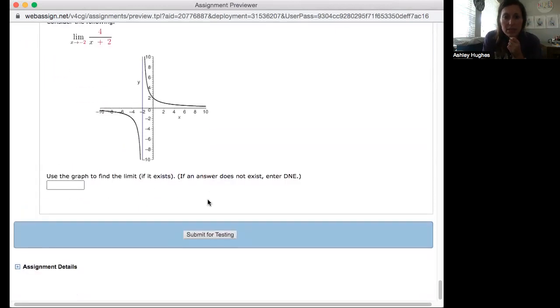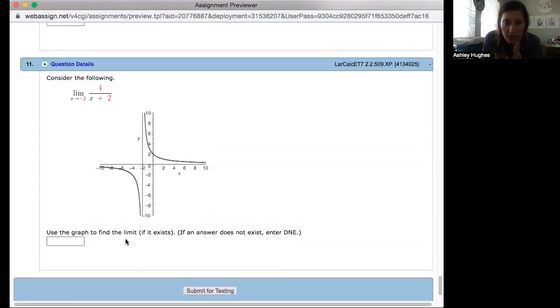The limit doesn't exist here. Use a graph to find the limit because as we go to -2, we're going 2 different places. We're going to positive and negative infinity, so it doesn't exist.